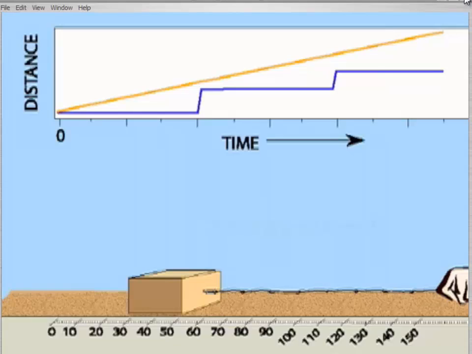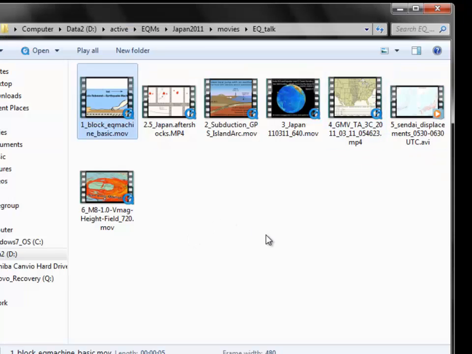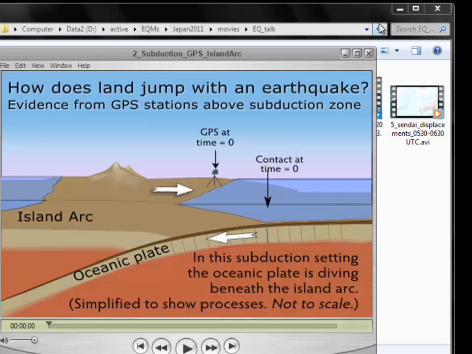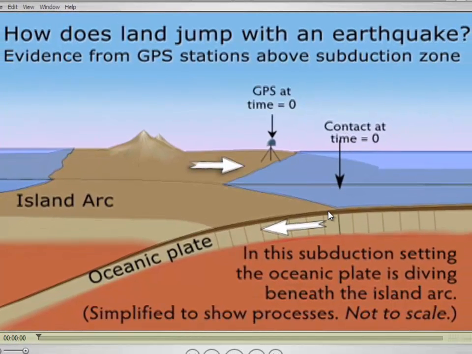So let's look at another example, especially because we have our team here, the tsunami team. This is another way we can think about the earthquake cycle in subduction zones. This is my second lecture. If we get to it, I can show. So let's watch.